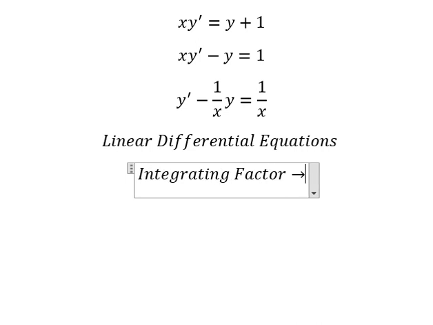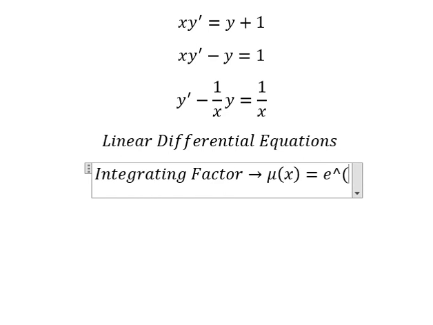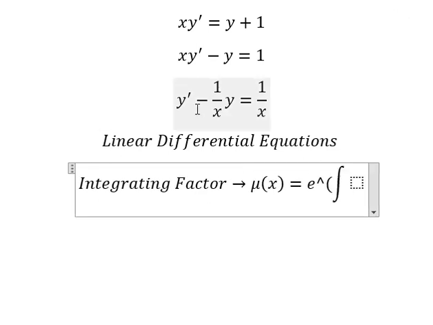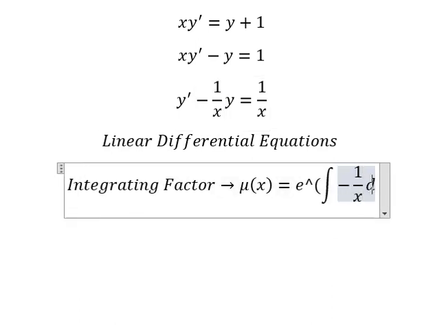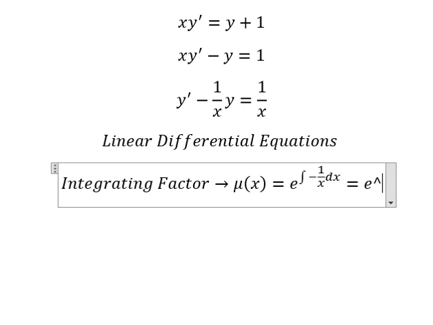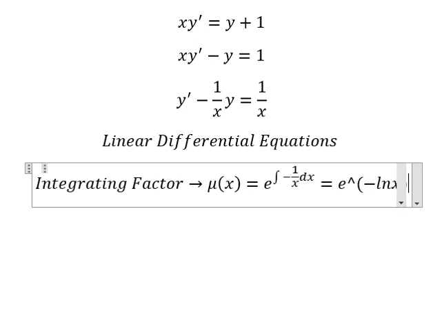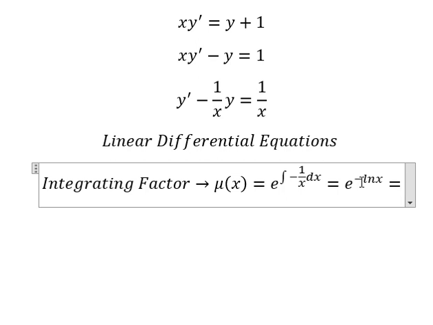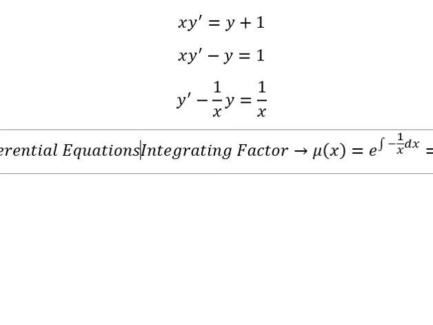So we need to find mu of s equals e to the power of the integration. We see that negative 1 over s is next to y. This is for the integrating factor. And we have e to the power of negative integral of 1 over s ds. Later the negative sign goes inside the natural log here. And we have it like this.